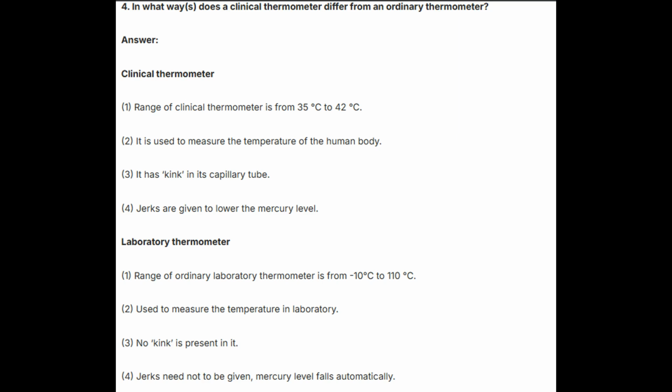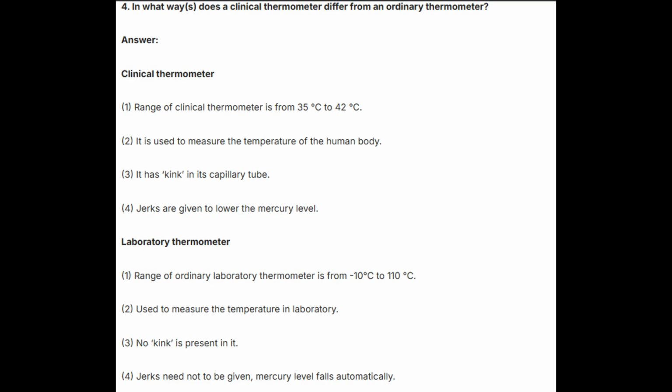Fourth, in what ways does a clinical thermometer differ from an ordinary thermometer? Answer. Clinical thermometer. First, range of clinical thermometer is from 35 degrees Celsius to 42 degrees Celsius. Second, it is used to measure the temperature of the human body. Third, it has a kink in its capillary tube. Fourth, jerks are given to lower the mercury level.